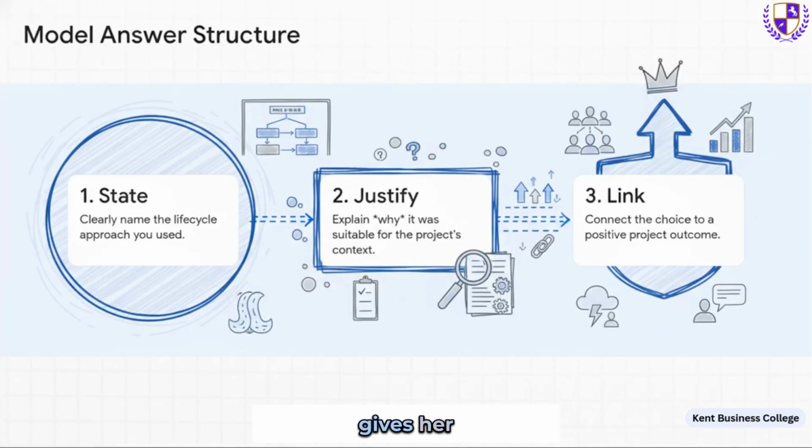And Olivia gives her this simple but incredibly powerful formula for her answer. State, justify, link. It's that easy. First, just state the lifecycle you used. Second, justify why it was the right fit for your project's context. And third, link that choice to a positive result, showing how it helps you manage something important, like risk or stakeholder feedback. It's the perfect recipe for a clear, confident answer.